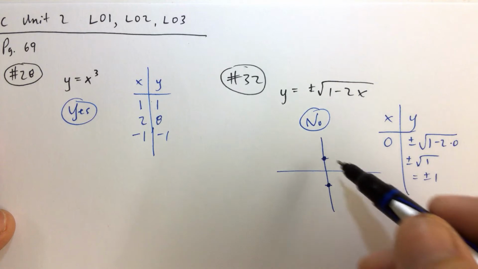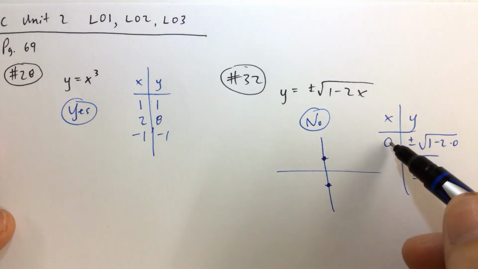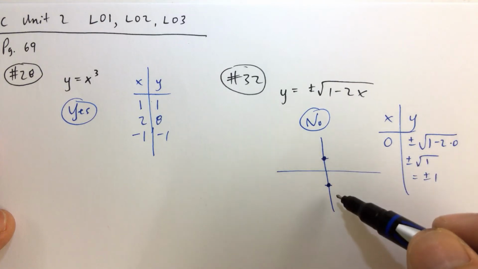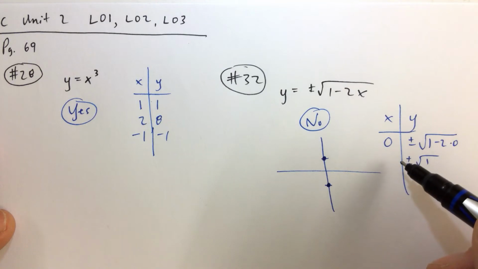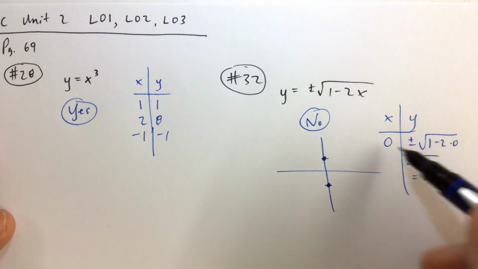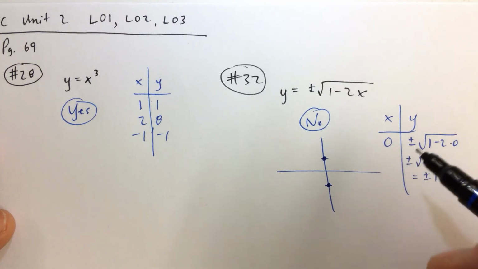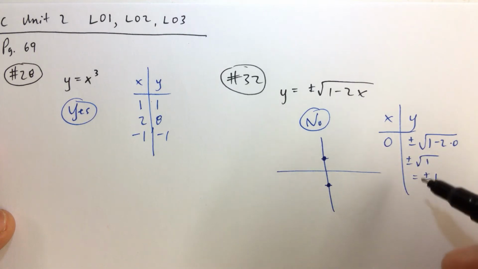So that means you get two outputs for the same input. And if you get two outputs for the same input, that means you don't get one output for one input. Therefore, it's not a function, because a function is where you get one output for every one input. So that's why this is not a function. Hopefully you can see the difference.